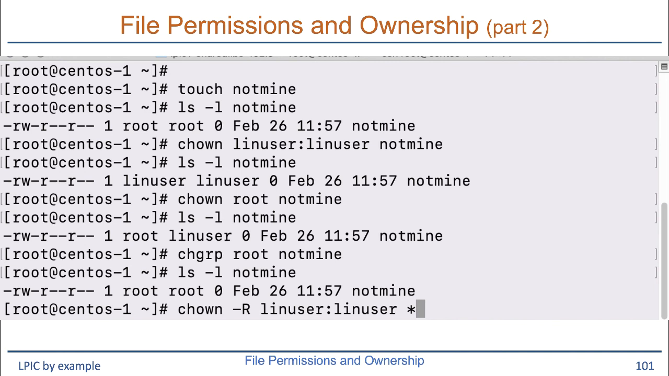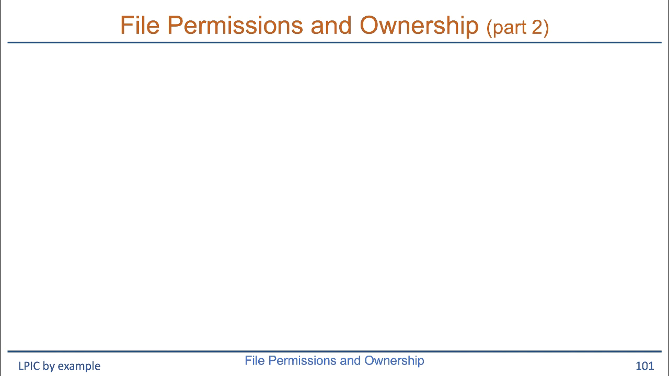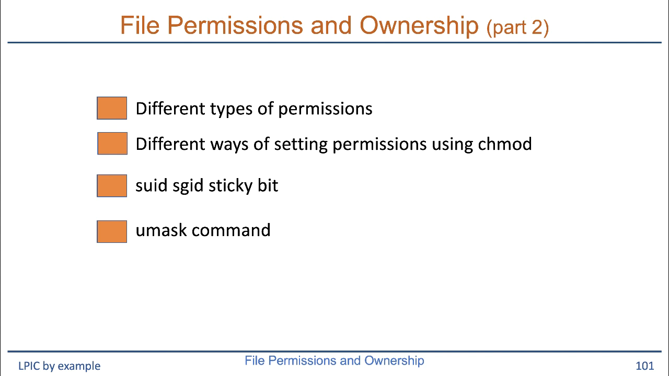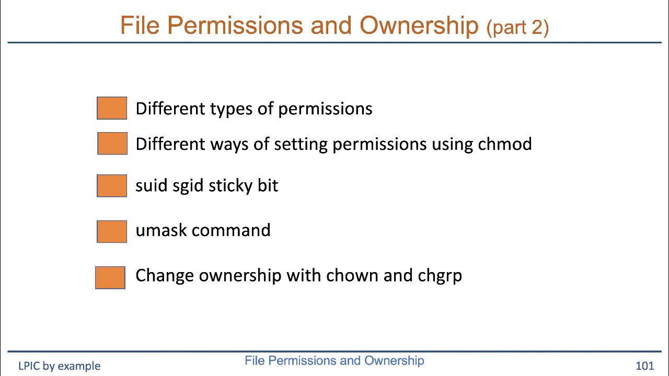So in summary, we looked at the different permissions being read, write and execute. We can set these permissions using chmod in octal and in symbolic ways. We dealt with the setuid bit, setgid for a different effective user ID, and with the sticky bit for world writable directories. We set the umask to change the default creation permissions of files and directories, and we used chown and chgrp to change ownership.